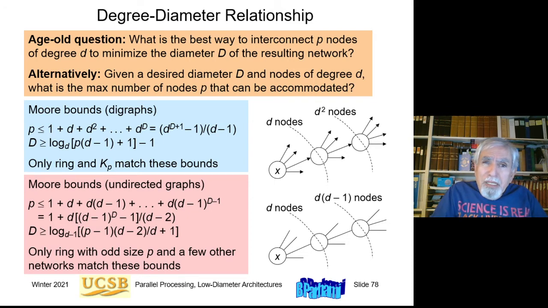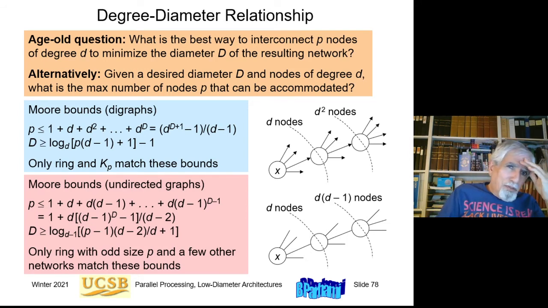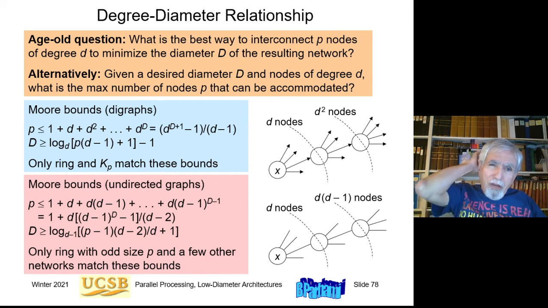Okay, now degree diameter relationship. Now, in graph theory, many decades before computers and parallel processing were discussed, graph theorists were interested in this question, an age-old question. What is the best way to interconnect p nodes of degree d to minimize the diameter D of the resulting network? So I'm given p nodes of degree d. So for example, let's say node degree is 4. So each node has 4 ports, and I have 1,000 of these nodes. Okay, how should I interconnect these 1,000 nodes of degree 4 to minimize the diameter of the resulting network?